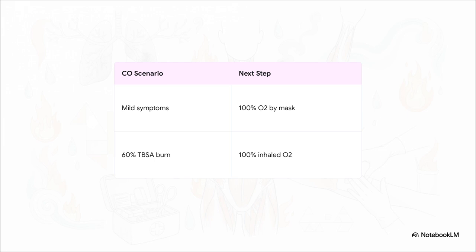In the first one, a 39-year-old male has mild systemic symptoms, headache, dizziness, and a carboxyhemoglobin level of 31%. The correct step here is D, administer 100% oxygen by mask. But what if you have a scenario where a patient has a massive 60% total body surface area burn and requires intubation? The correct step is E, 100% inhaled oxygen. Notice the pattern here? Delivering 100% normobaric oxygen successfully drops the half-life of carboxyhemoglobin from a really sluggish 520 minutes down to roughly 80 minutes.